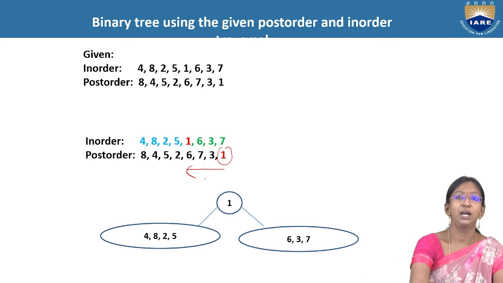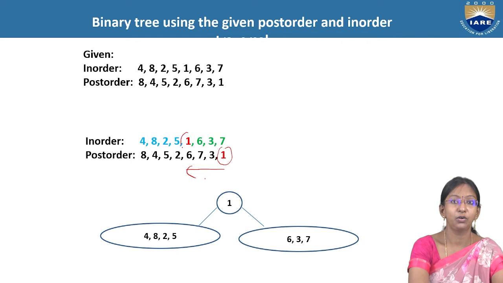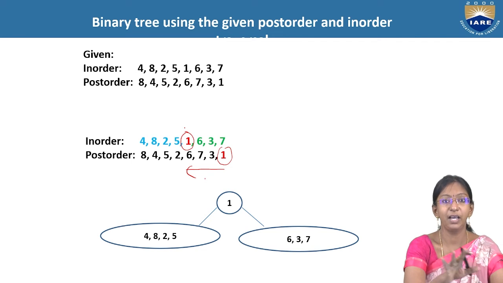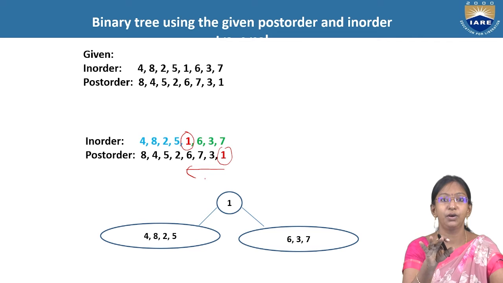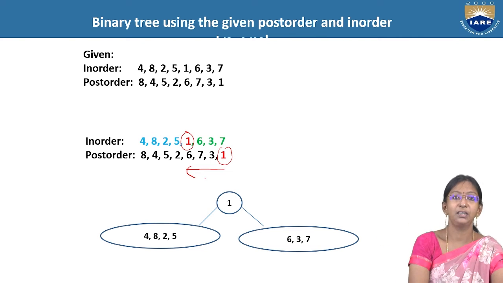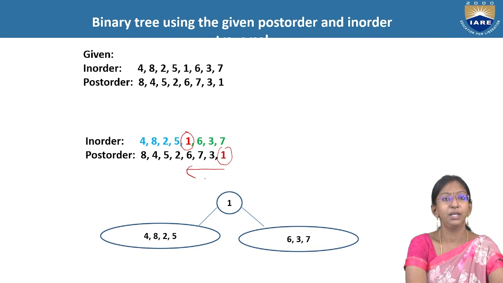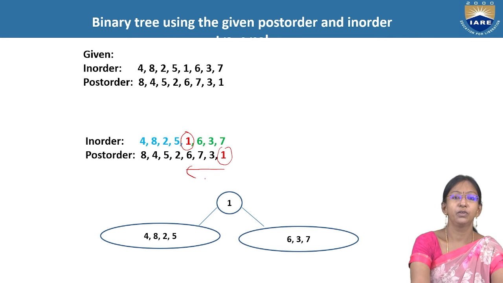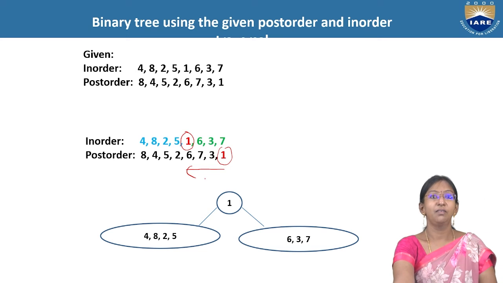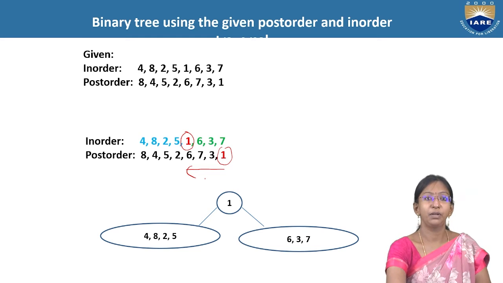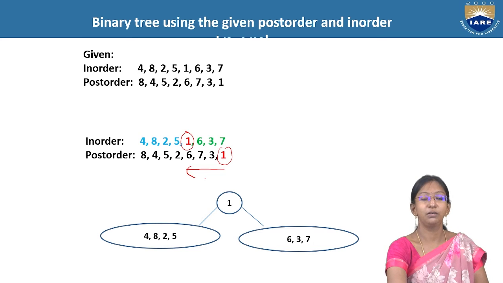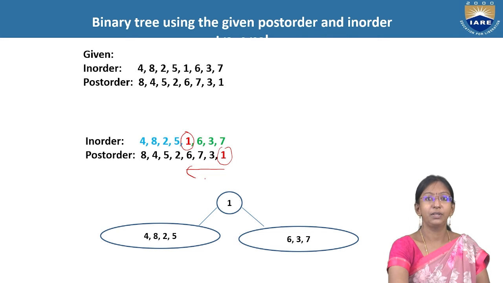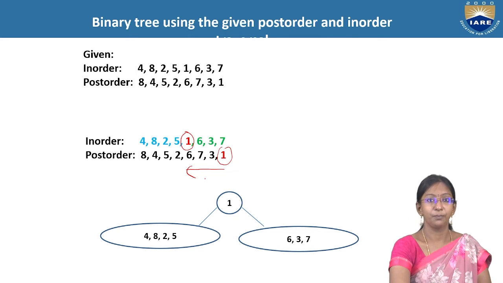Here 1 is the root. Identify where 1 is in in-order. In-order will work the same as in your previous problem. That is, it is going to split the list into two halves, left subtree and right subtree. So even here, post-order is meant to identify the root, whereas in-order is meant to identify the left and right children. So 4, 8, 2, 5 are on the left, whereas 6, 3, 7 are on the right.